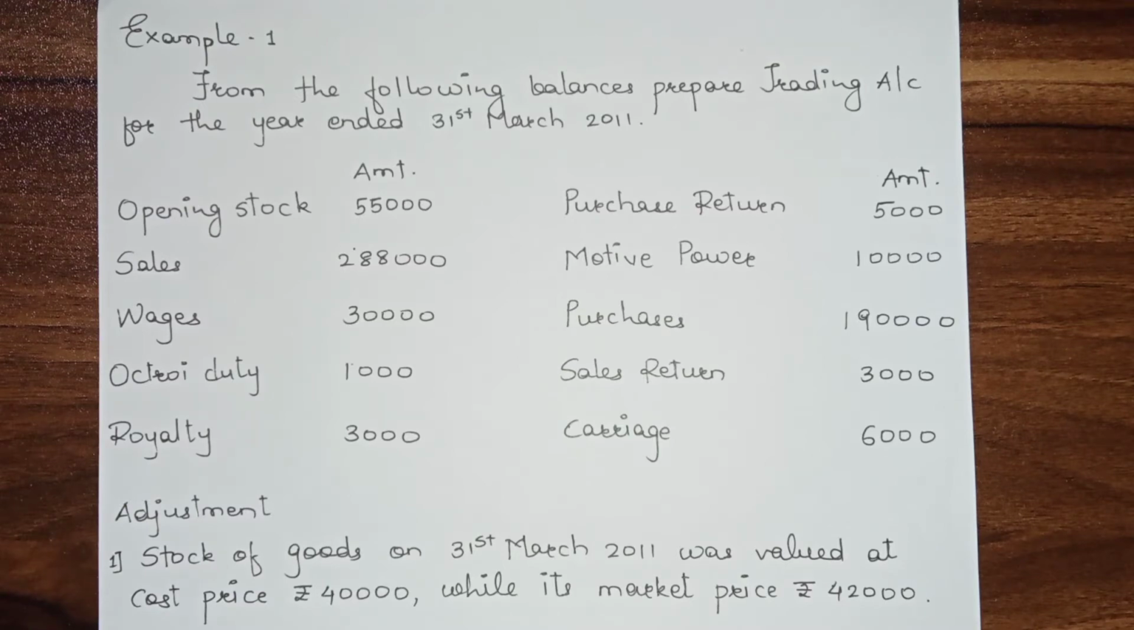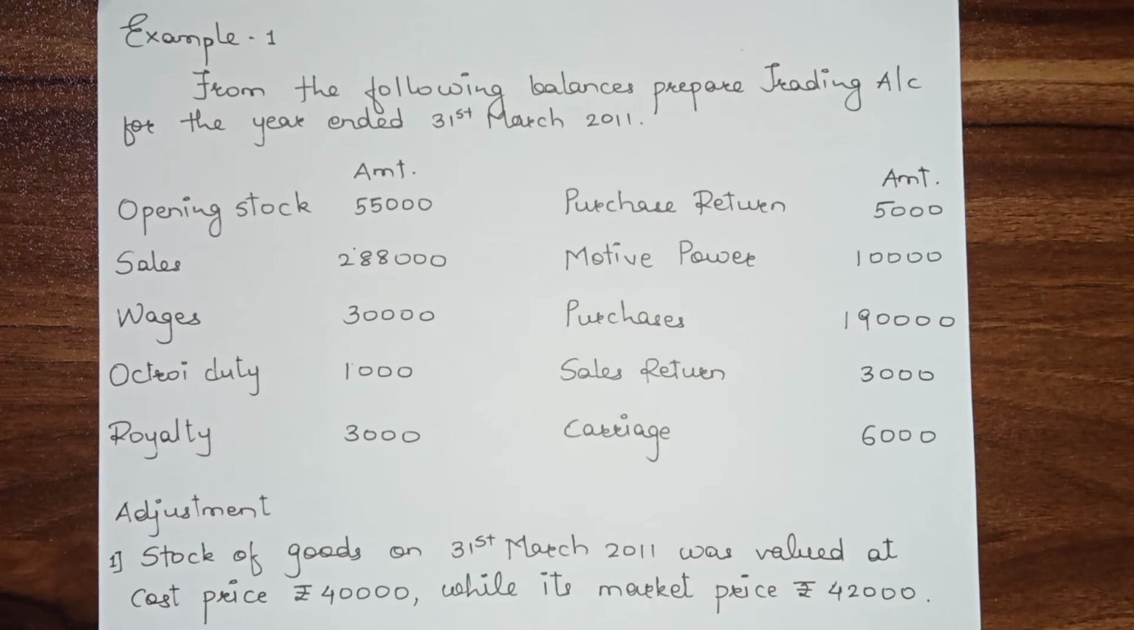Okay, so the next item, purchase returned, rupees 5,000. Now, what does purchase returned mean? I've already told you, if you have purchased anything and you are returning it, that is called purchase returned. Next, motive power 10,000.